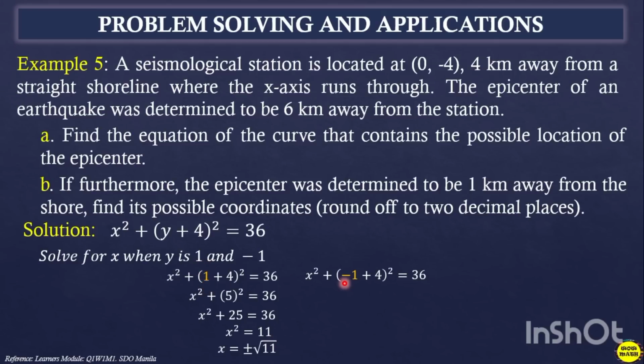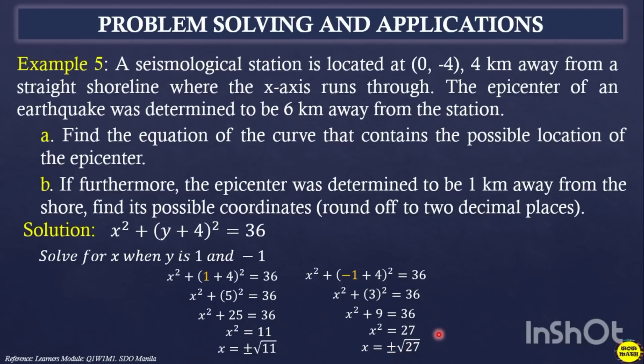Paano naman kapag yung y natin is negative 1? So, x squared plus (negative 1 plus 4) squared is equal to 36. Negative 1 plus 4, that is positive 3. 3 squared, that is 9. So, lipat si 9 doon. Pagsamahin yung constant term. 36 minus 9 is 27. Taking the square root of both sides of the equation, x is equal to positive and negative square root of 27.